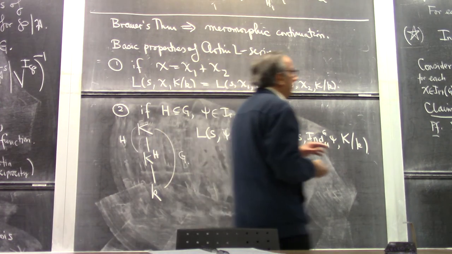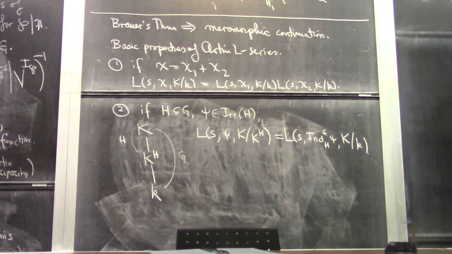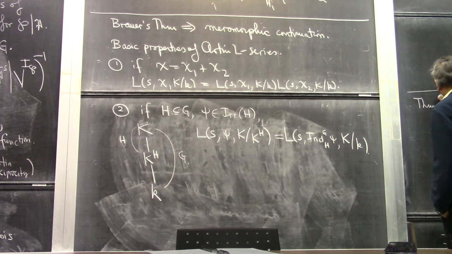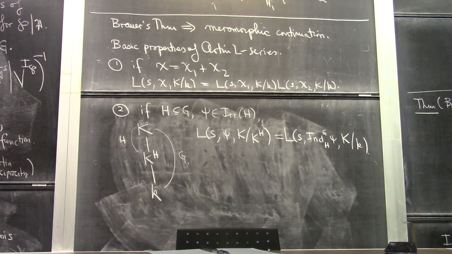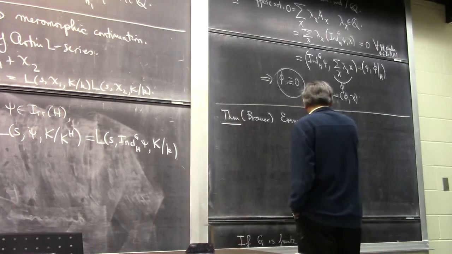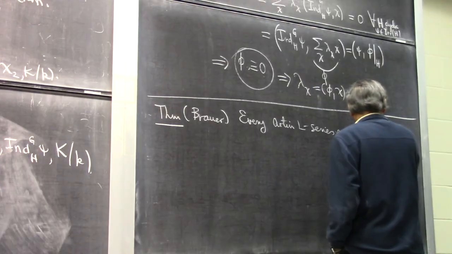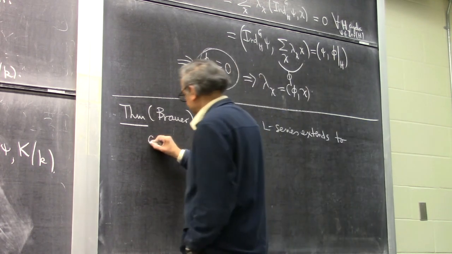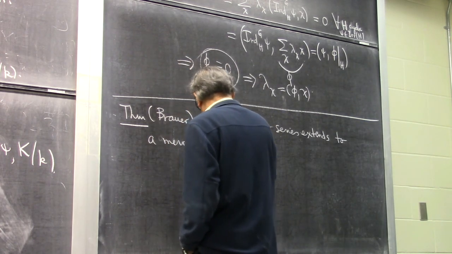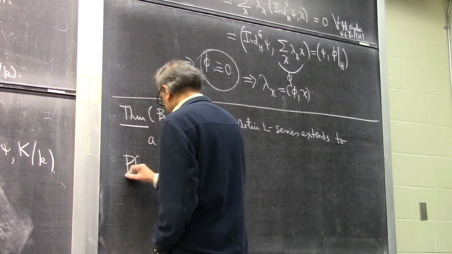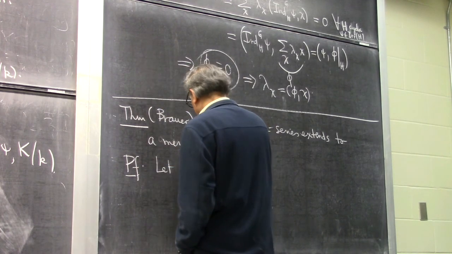Now, having these two facts in place, we have Brauer's theorem: every Artin L-series extends to a meromorphic function. Proof. Let chi be an irreducible character.